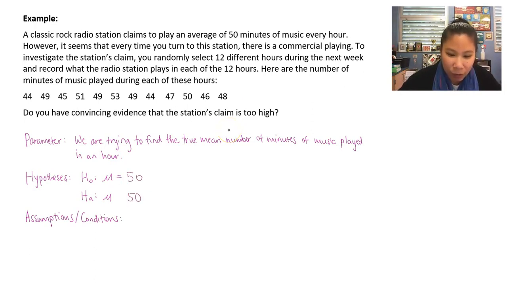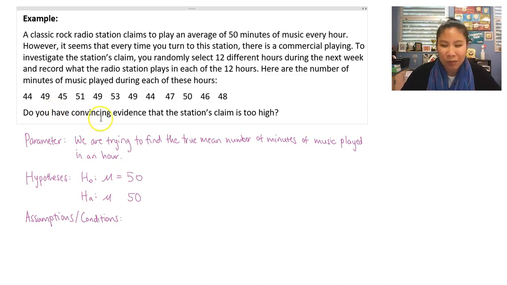And then for our alternative hypothesis, do you have convincing evidence that the station's claim is too high? So we actually think that the station's claim is too high. So if 50 is too high, then we must be thinking it's smaller than 50.